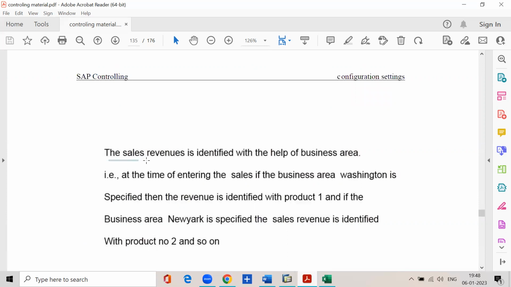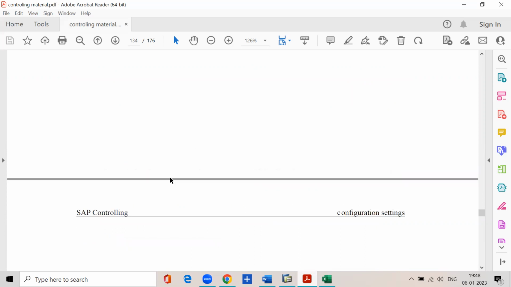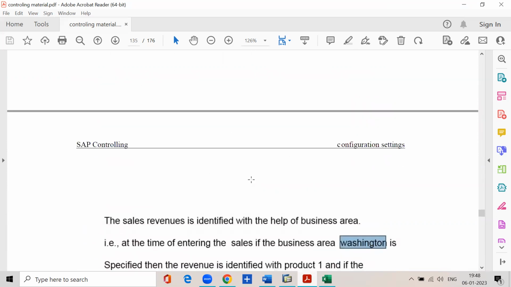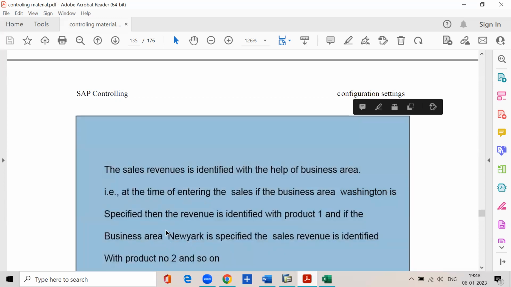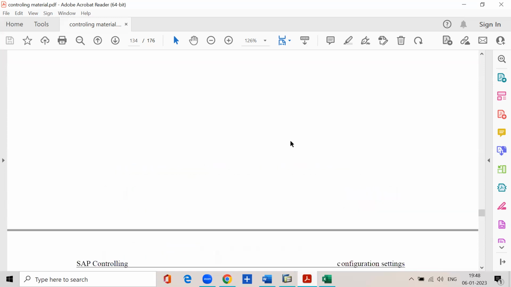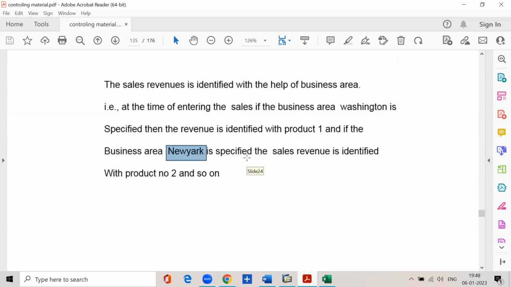So the sales revenue is identified with the help of the business area. That means at the time of entering the sales, if the business area Hyderabad is specified, then the revenue is identified to product 1. And if the business area Chennai is specified, the sales revenue is identified with product number 2, and so on.